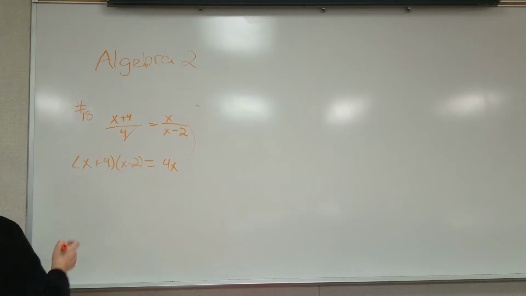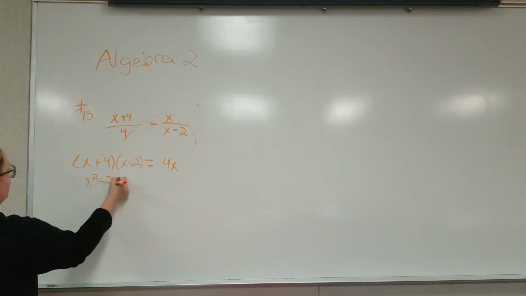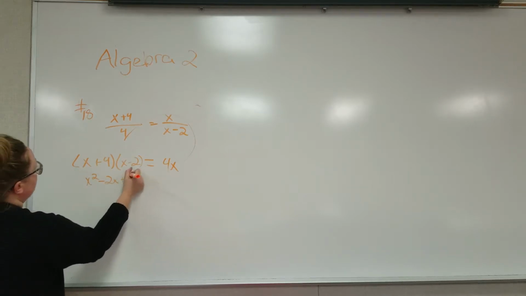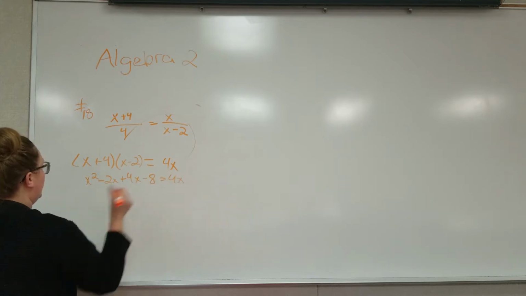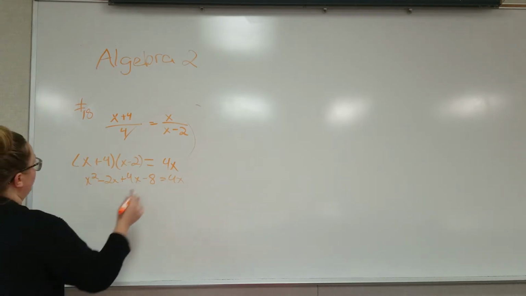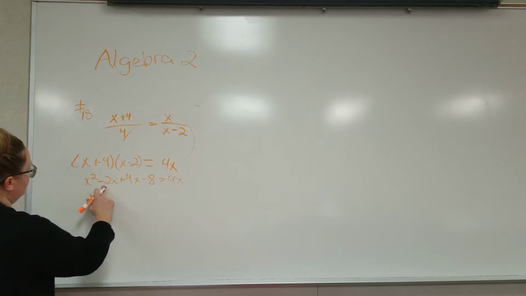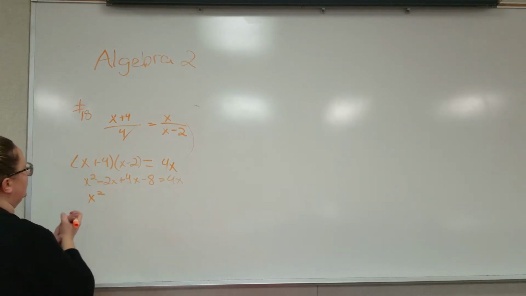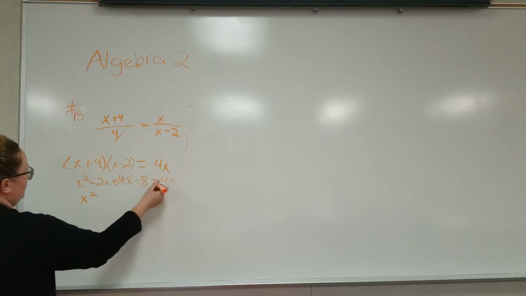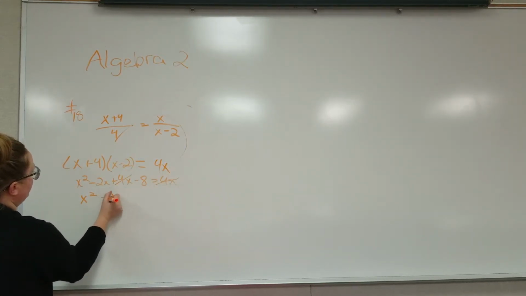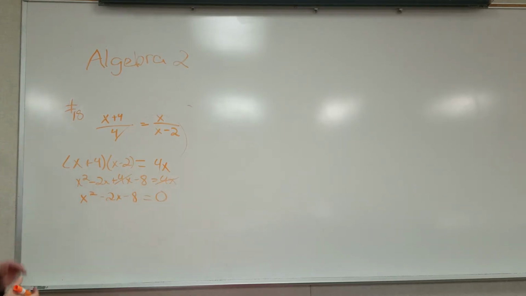So FOIL method first, x times x is x squared. Outer, negative 2 times x is negative 2x. Inner is 4 times x, 4x, and negative 8 at the end, equals 4x. And then to put it in standard form, we need to combine all our like terms onto one side. So we have a negative 2 plus 4, which is a positive 2, but then we're going to subtract this 4. So essentially these cancel. And you're left with negative 2x minus 8 equals 0. All right, so there's our equation.